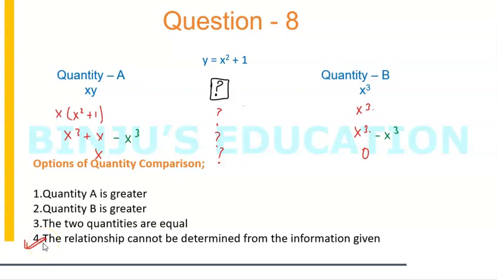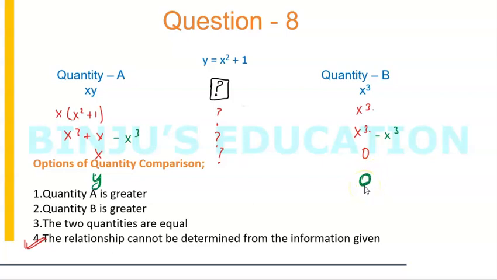Now, I have a question before we move on further. Suppose we had expressions in quantity A and B such that after simplifying both quantities, we get y in quantity A and 0 in quantity B.